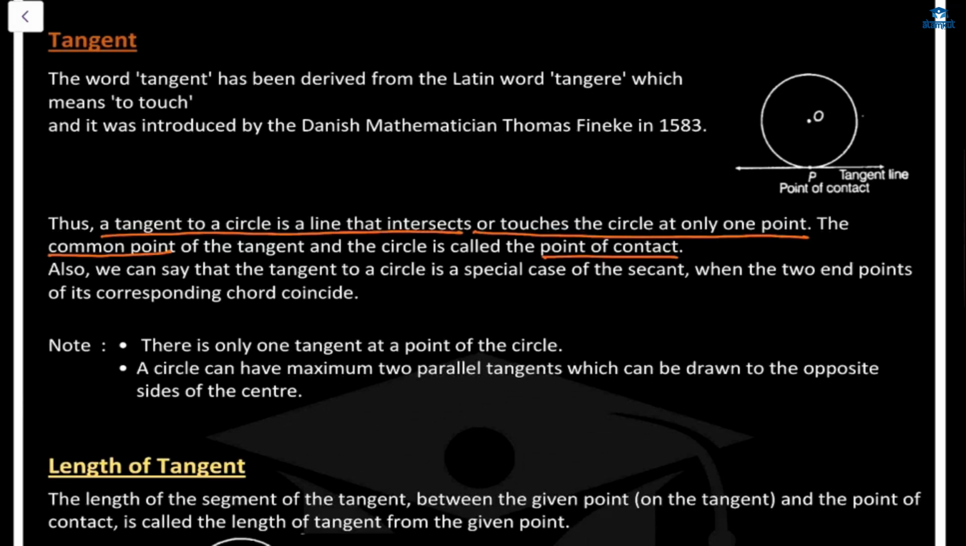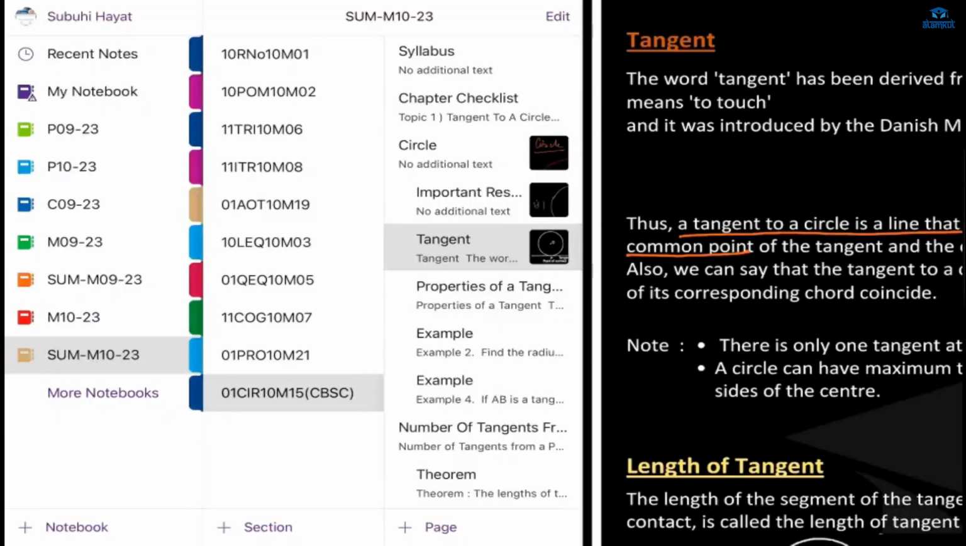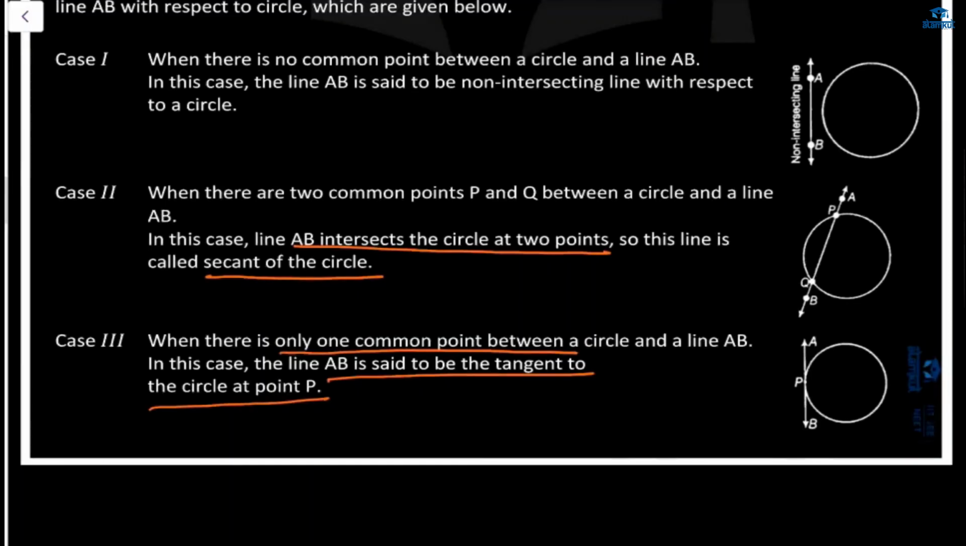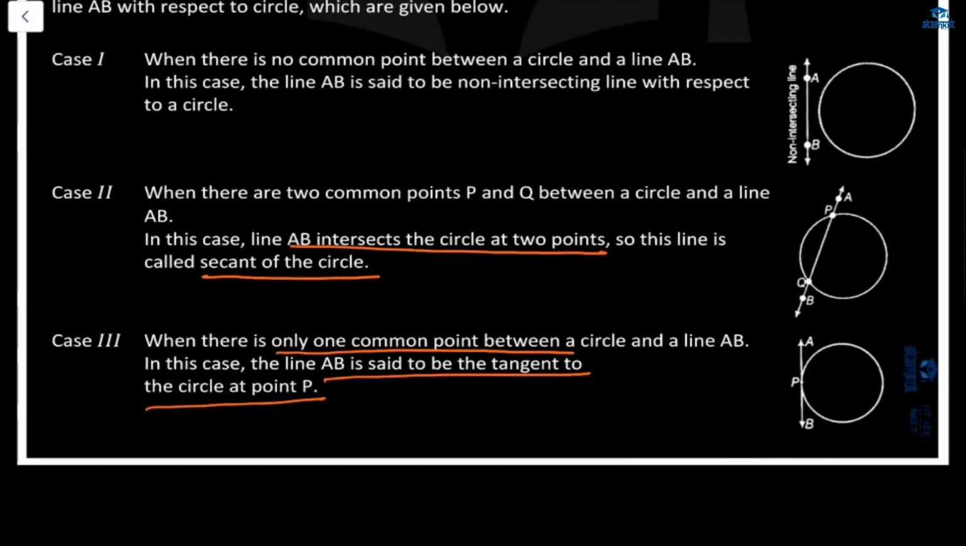Can you show secant? Yes, Sophia. Can you show secant? Yeah, here only. See, this is your secant. This AB is your secant. See, AB intersects the circle at 2 points. So this line is called the secant of the circle. Understood? Any doubt? No, ma'am.